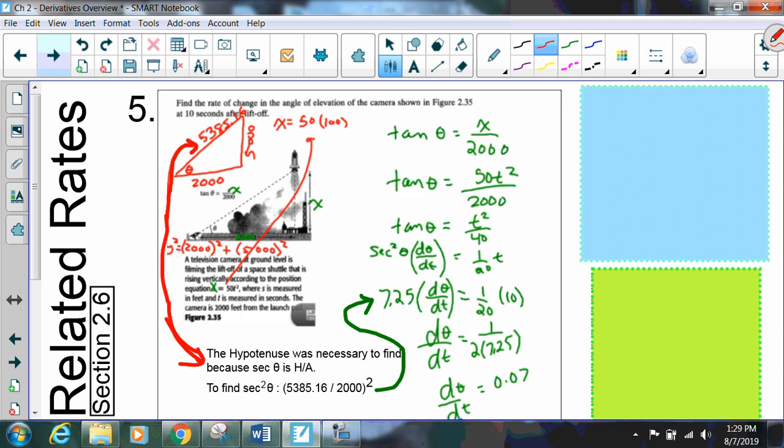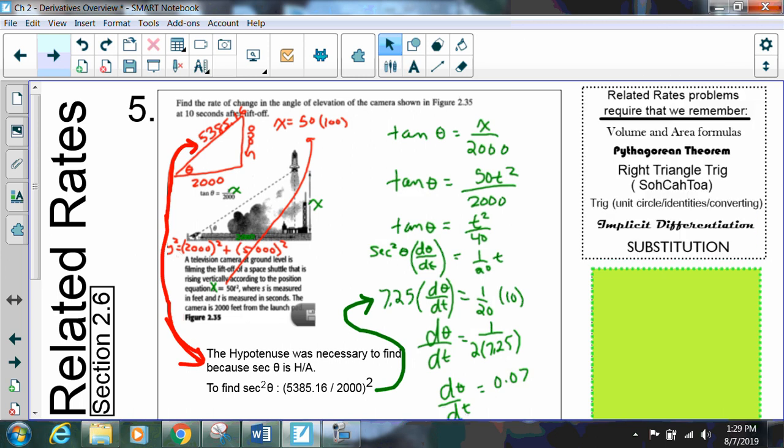And once again, do we have our given and our find? I'm not sure. Let's see what I have behind here. All right. So this actually brings it all together. How are we going to be successful at related rates problems? Well, first of all, we have to memorize some formulas, right? Some basic formulas of volume and area. Of course, the Pythagorean theorem we could recite in our sleep. The right triangle trig, the SOHCAHTOA, that's what I'm referring to. And then trig in general, unit circle, identities, converting, implicit differentiation, and substitution, which we did quite a bit of.